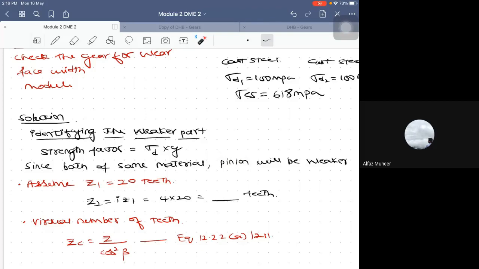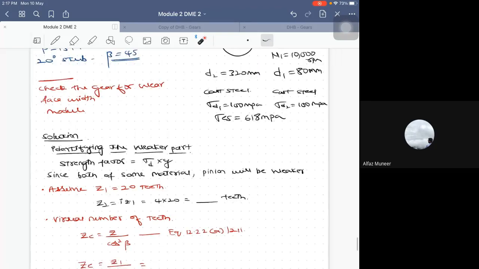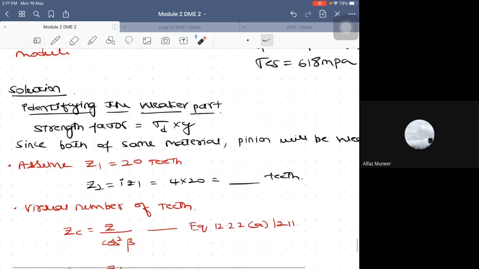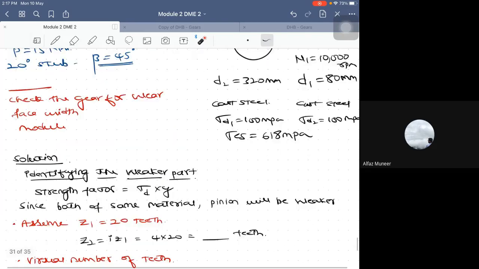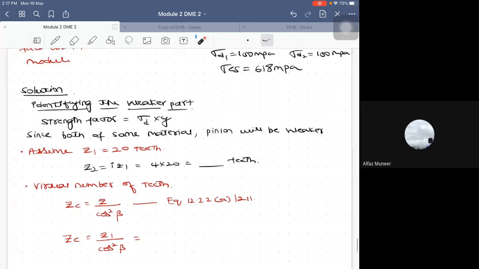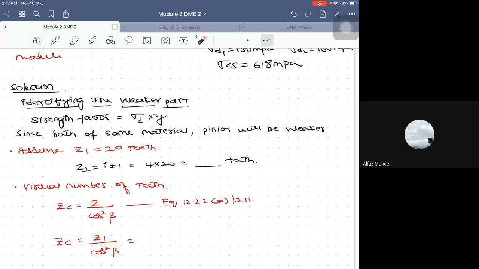Okay. So since the number of teeth is not given, you have to assume Z1 as 20 teeth. This is a standard value. So you have to take Z1 as 20 teeth. So we have to start from that.